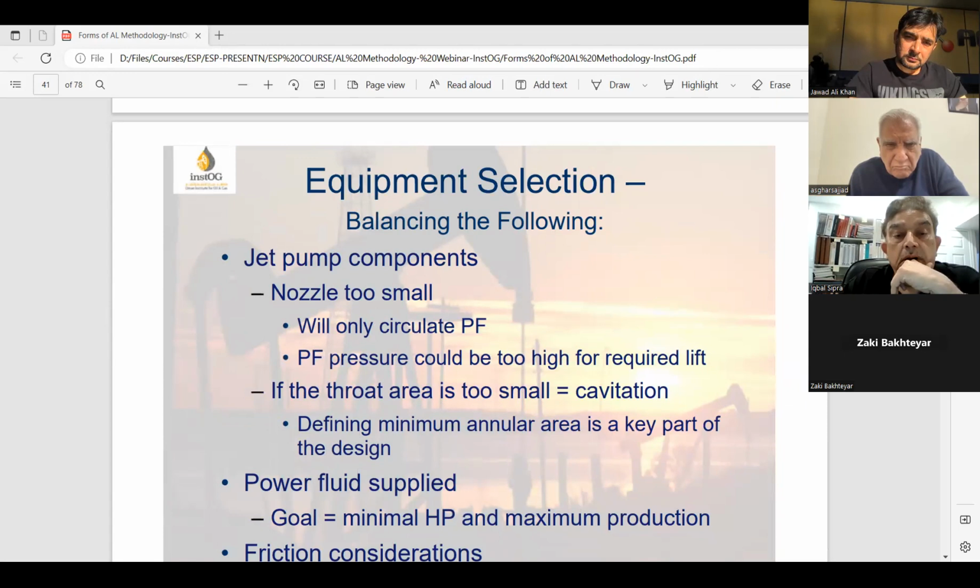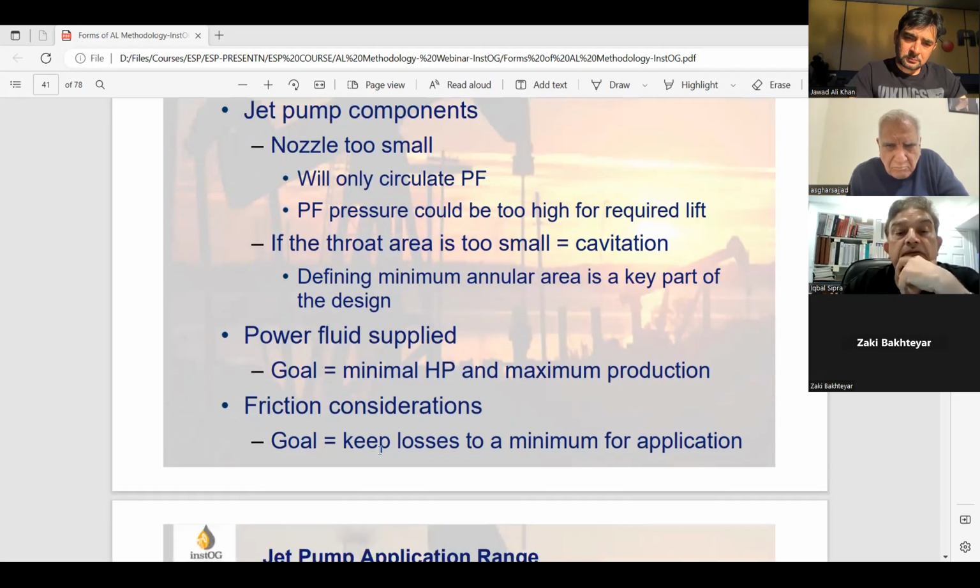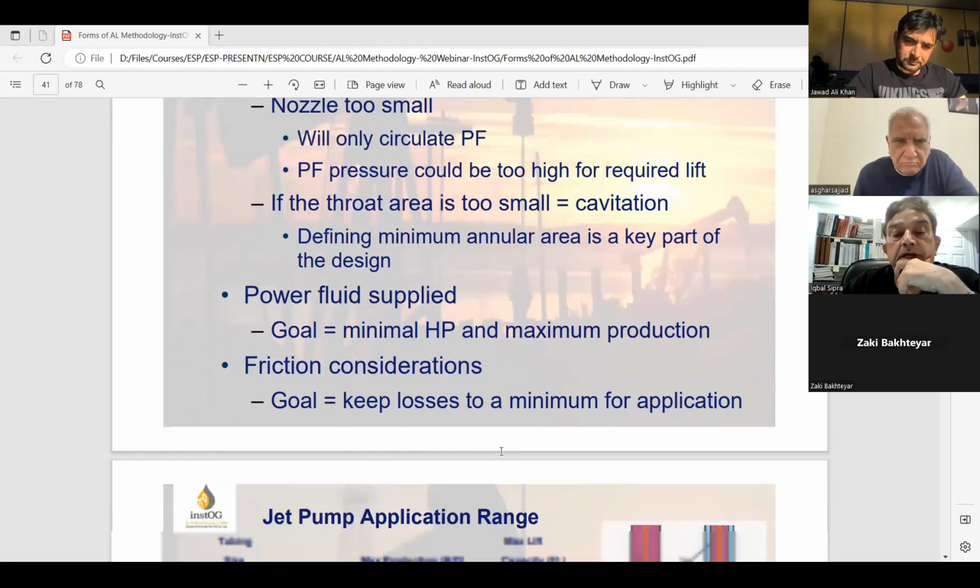A nozzle that is too small will only circulate power fluid. Power fluid pressure could be too high for the required lift if the throat area is too small. Cavitation happens. For the power fluid supplied, the goal is minimum high pressure and maximum production. Now the friction condition goal: keep losses to a minimum for the application.